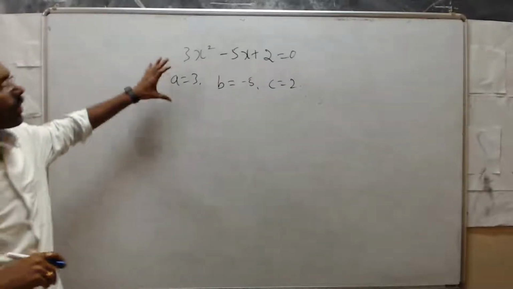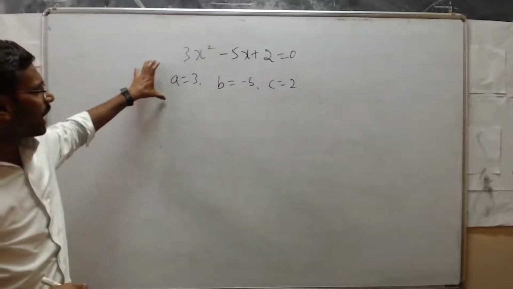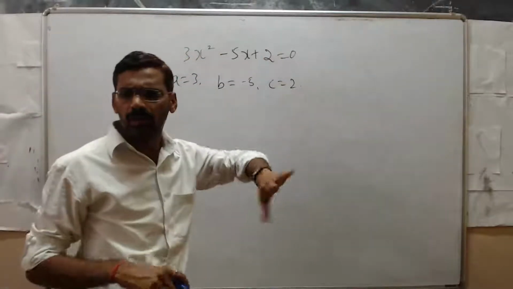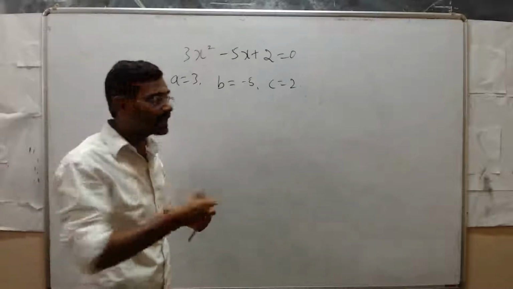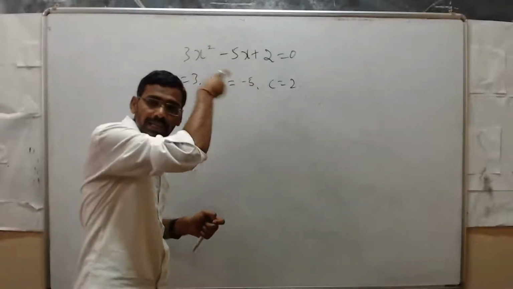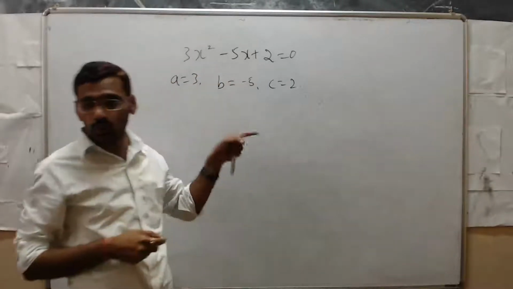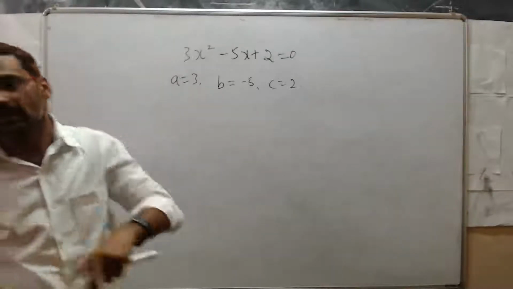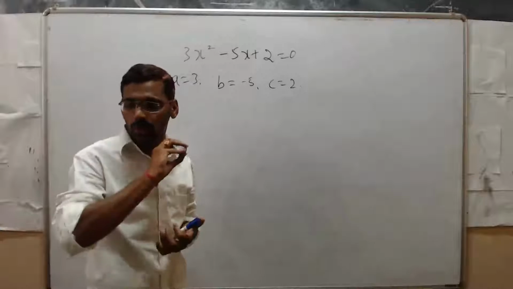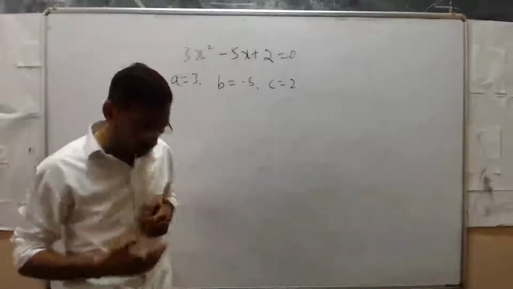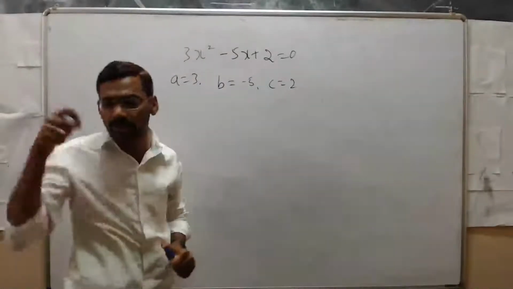This is common. After substituting the a, b, c values in the quadratic formula, we get the roots. But for this problem, first we have to decide whether this quadratic equation has roots or not. If roots exist, then we have to find the roots. If the roots do not exist, then we are not able to find the roots of the quadratic equation. Do we need to decide this?